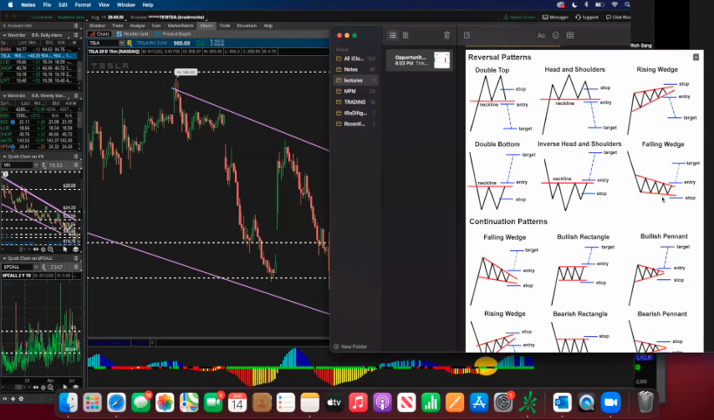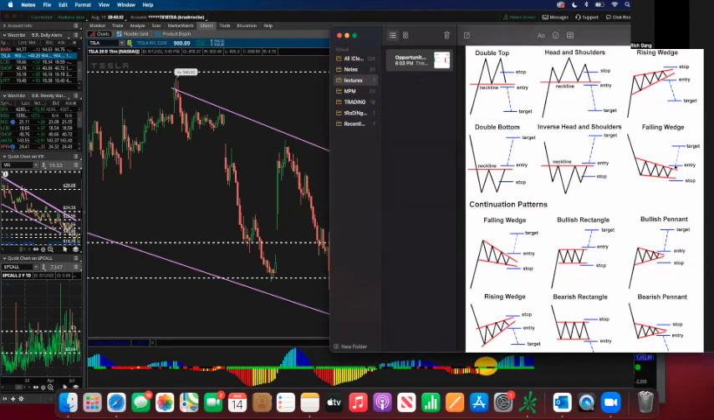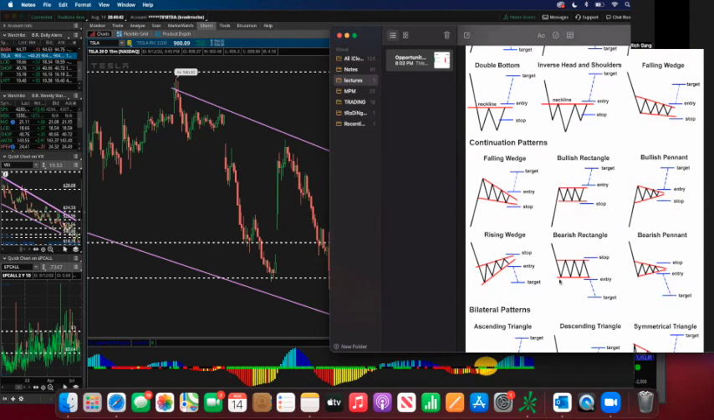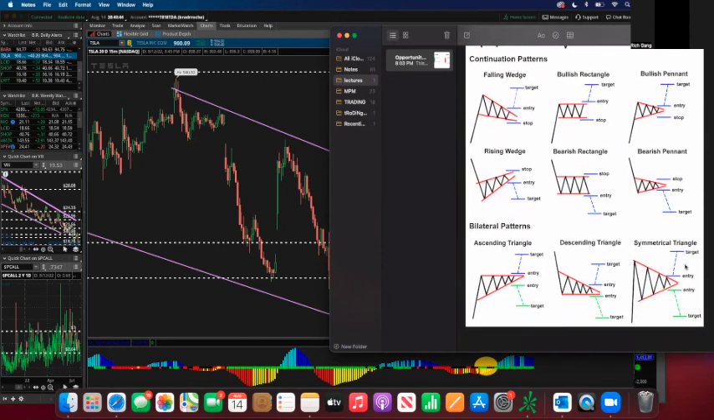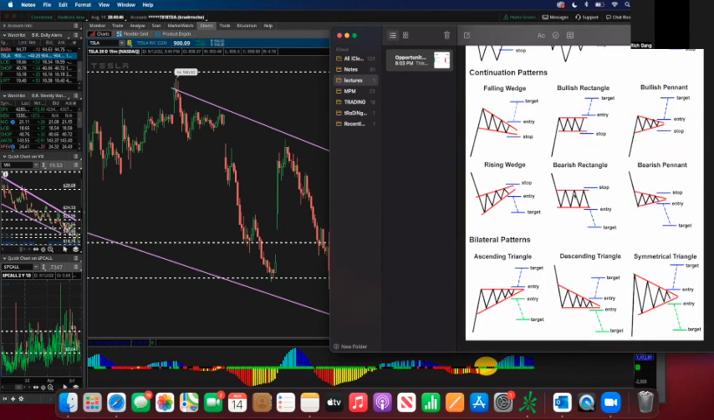Falling wedge, same concept as bear flag, bull flag, whatever. You just got to understand the context. Same thing for falling wedge. I play this one, I play this one, I play this one. All of these are pretty much the same thing. It just depends on the context.